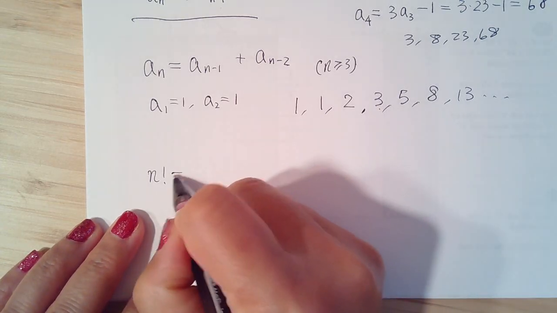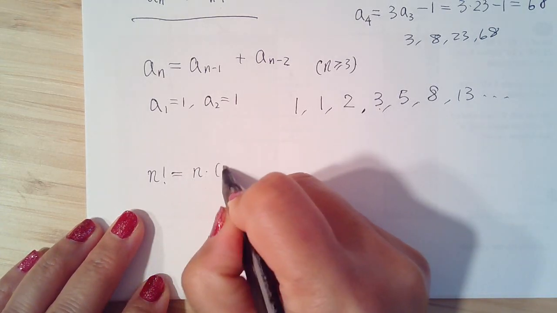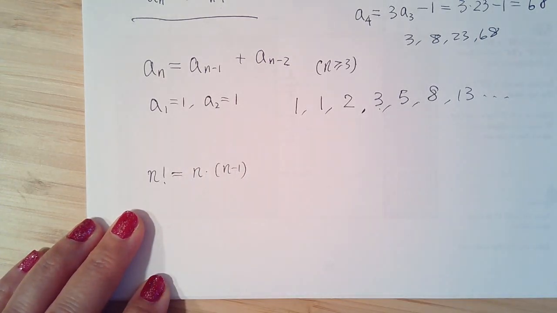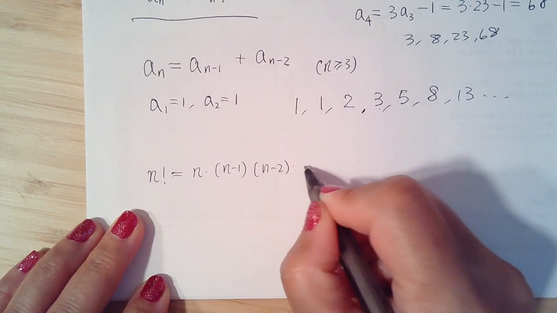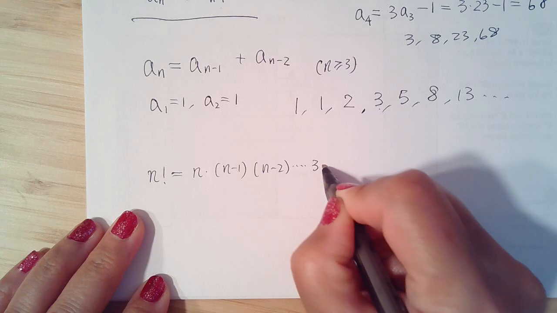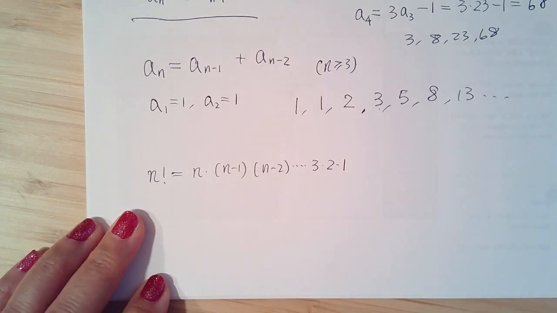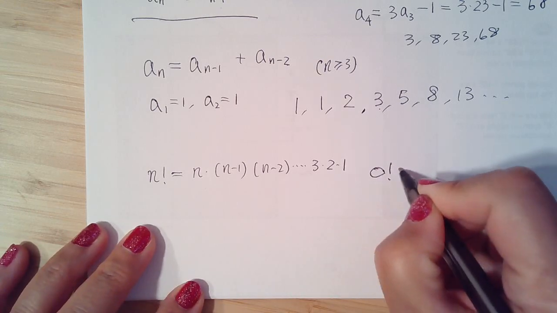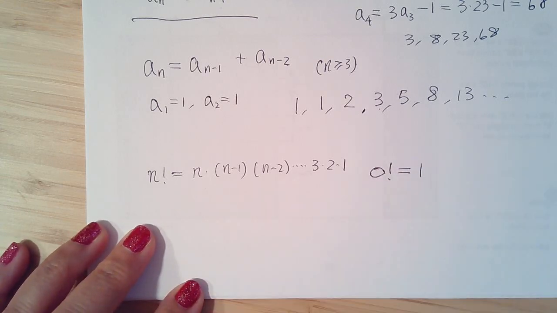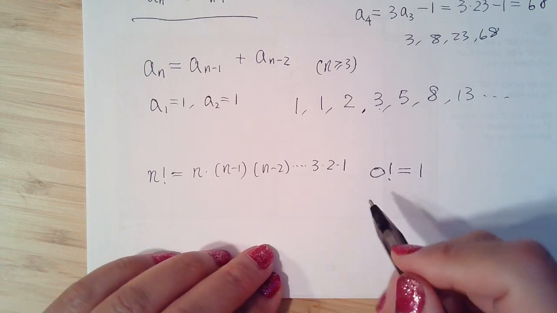So n factorial will be n times n minus 1, which is 1 less than that, and times n minus 2, 2 less than that. Okay, keep multiplying until you get a 3 and a 2 and a 1. You stop at 1. By definition, a special definition says 0 factorial is 1. This is by definition, so you don't need to do calculation. When you say 0, that's just 0 factorial.